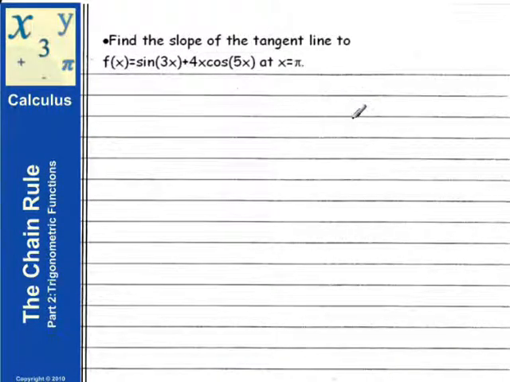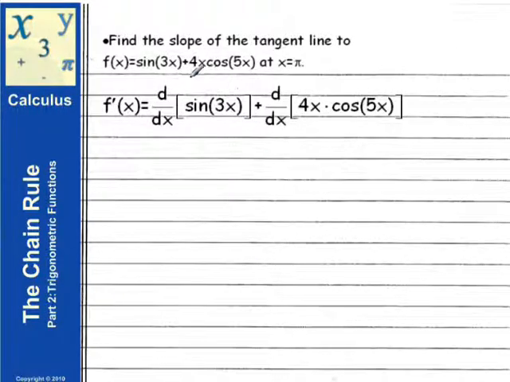Well, now we can apply these new techniques that we've learned in using the chain rules for trigonometric functions, where we have to use old techniques as well as new techniques. So here we're to find the slope of a tangent line to the function f of x equals sine of 3x plus 4x times cosine 5x at x equal pi. Well, of course, to find the slope of the tangent line, we need to find the derivative, and then we'll evaluate the derivative at the value pi. So we begin by finding the derivative of the function f of x.